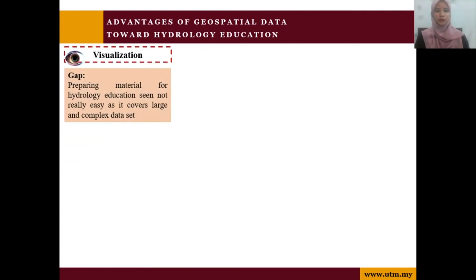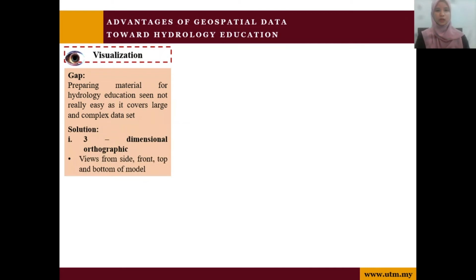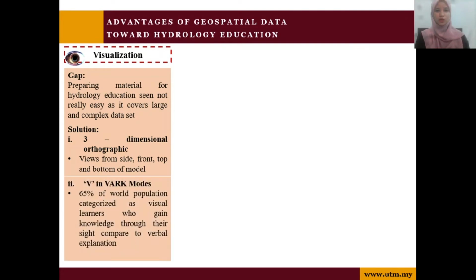Advantage of geospatial data toward hydrology education. Essentially, each of these advancements is obtained through its own gap. The first one is visualization. Preparing material for hydrology education seems not really easy as it covers large and complex datasets. However, with the three-dimensional orthographic perspective, it will produce great visualization from the side, front, top, and the bottom of the river model. This visualization also helps the 65% of the world population that is categorized as visual persons gain knowledge through their sight compared to verbal explanation.